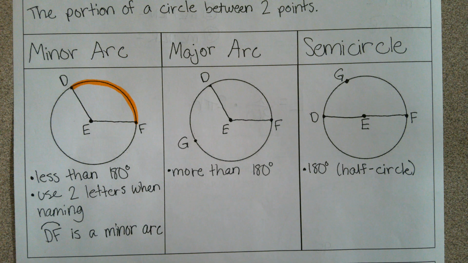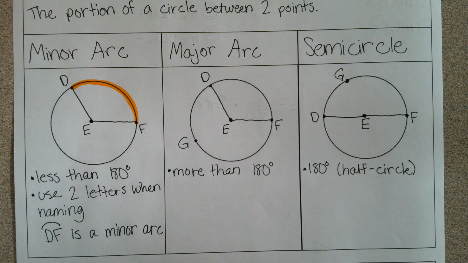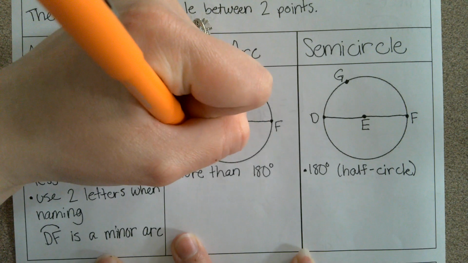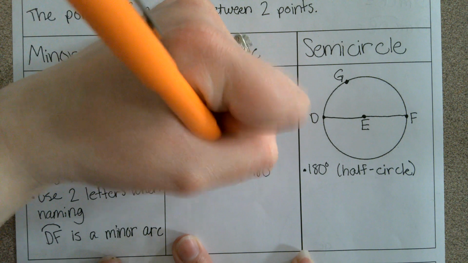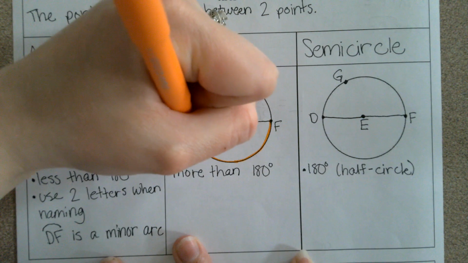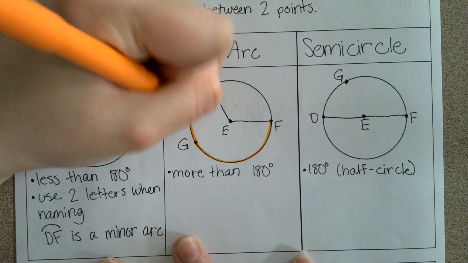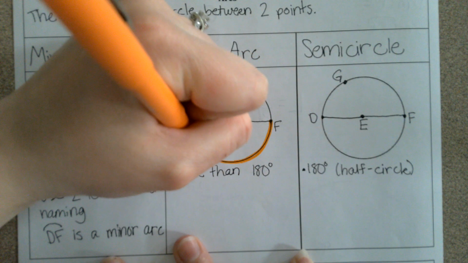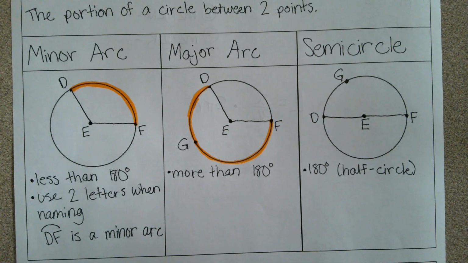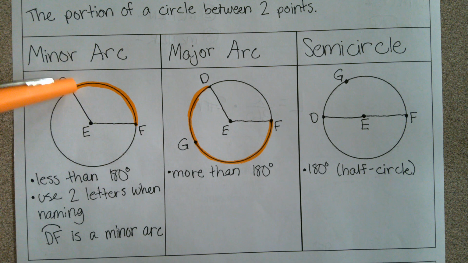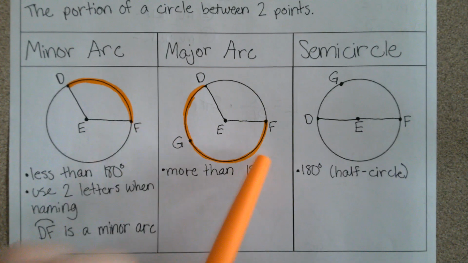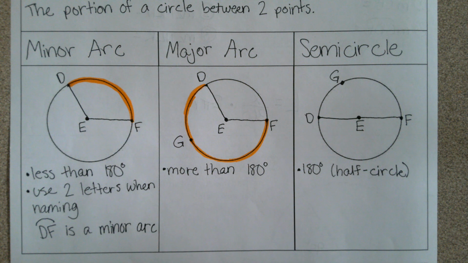Now let's take a look at major arcs. So the major arc is more than 180, so it is the rest of the circle that I didn't highlight here. It goes the other way around. There we go. So as you can see, I can go from D to F one of 2 ways. I can go this way along the minor arc or this way along the major arc. I'm looking at 2 very different arcs though, depending on which one I use.